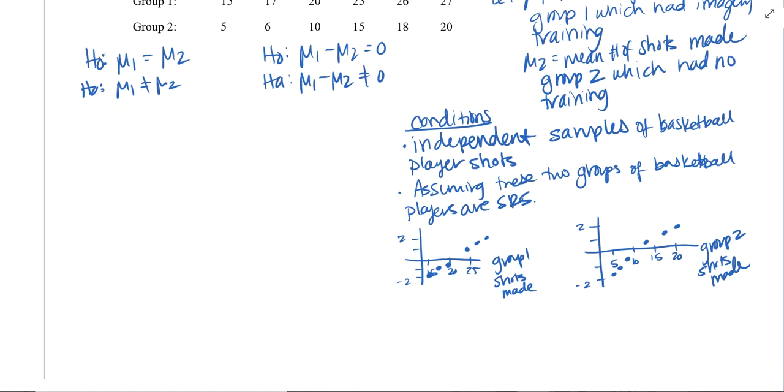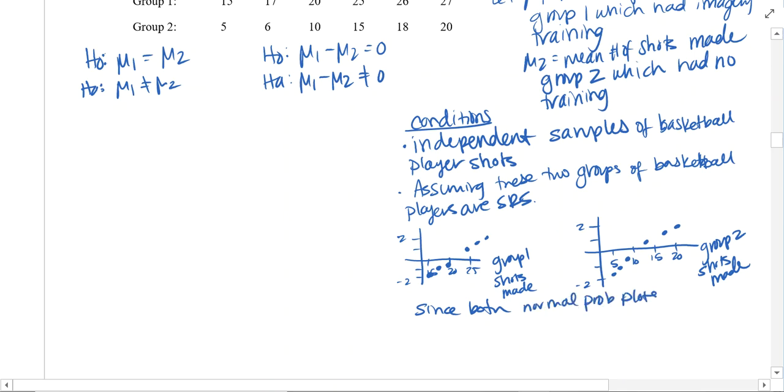I don't remember off the top of my head what the box plots look like. Hopefully, I'm guessing group 1 might be a little bit off, but group 2 probably looks like it would have an approximately normal box plot. But either whatever graph you do, what we're going to say here is since both normal probability plots appear linear, assume both the distributions of shots made are approximately normal.